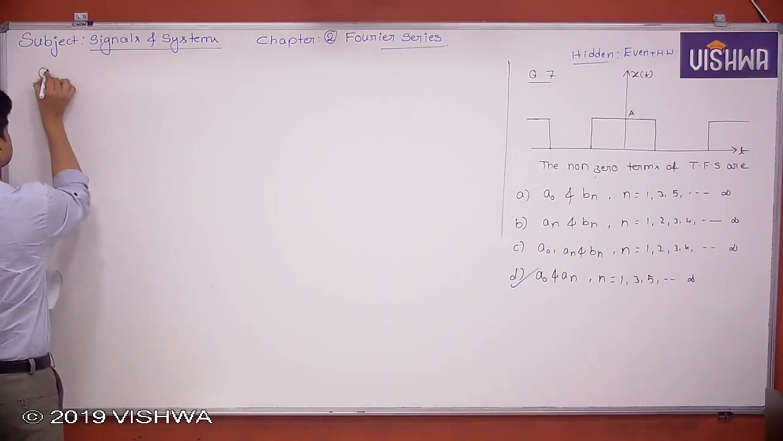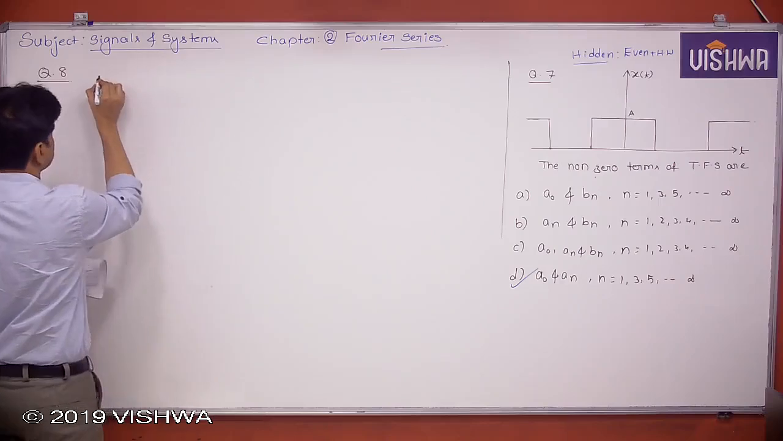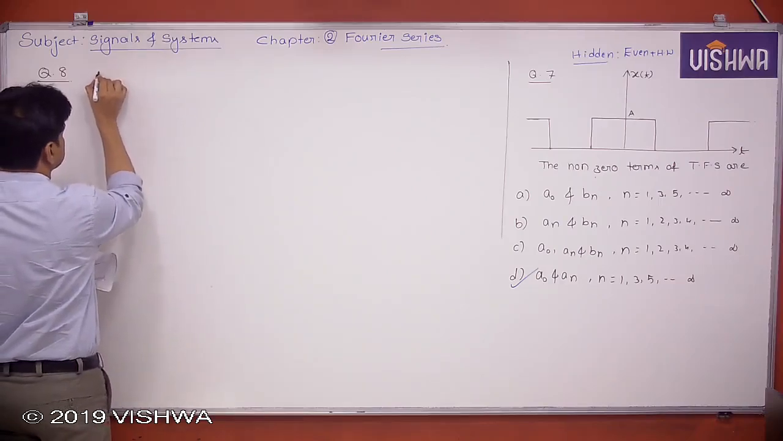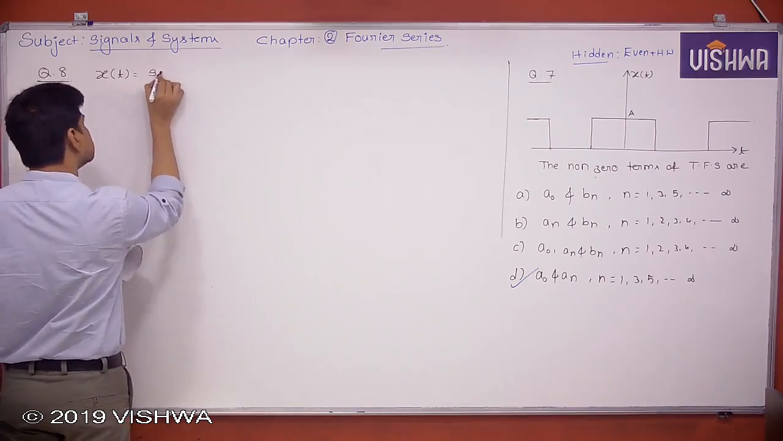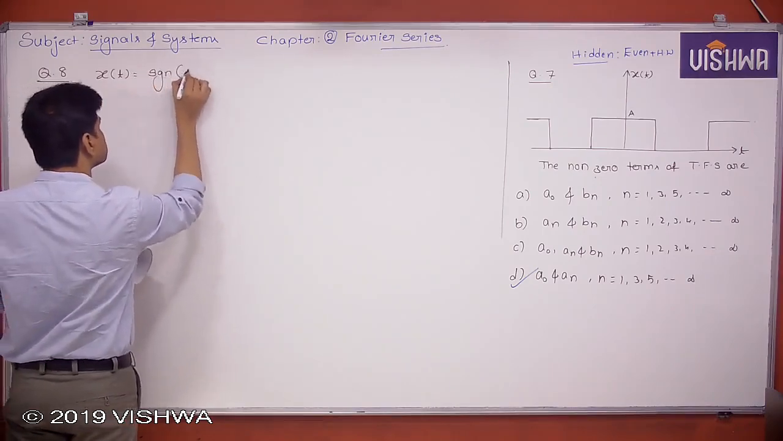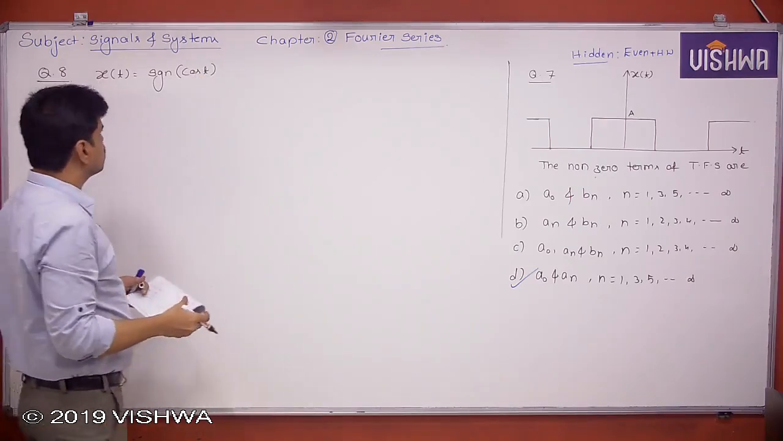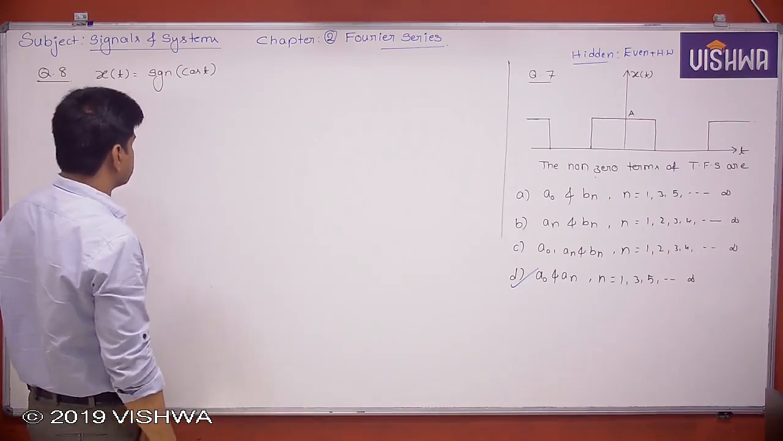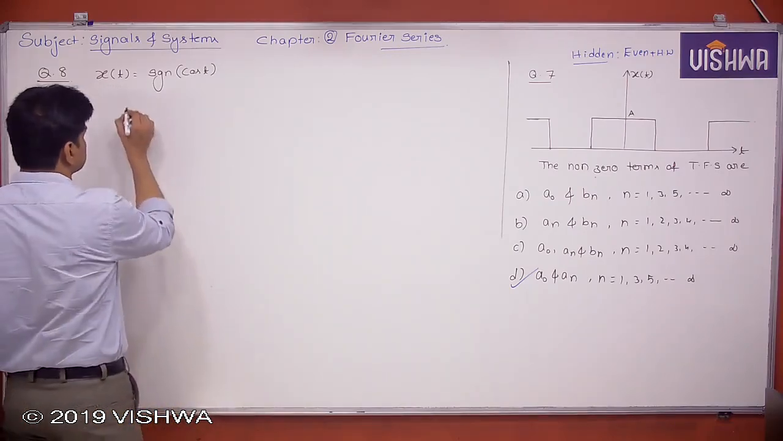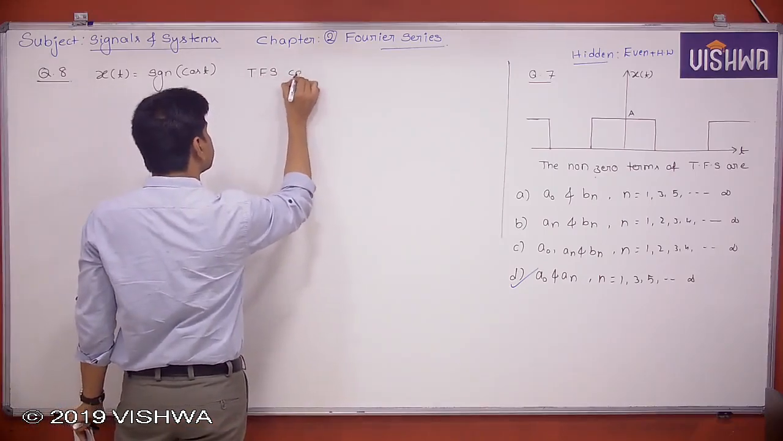Question number 8. If x of t is equal to signum cos t, then what does the trigonometric Fourier series contain?